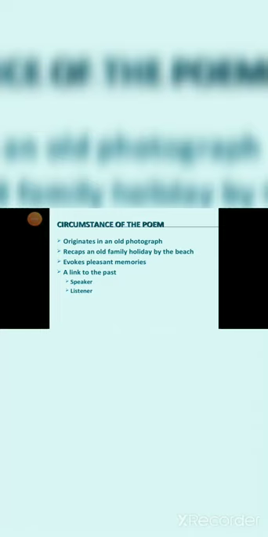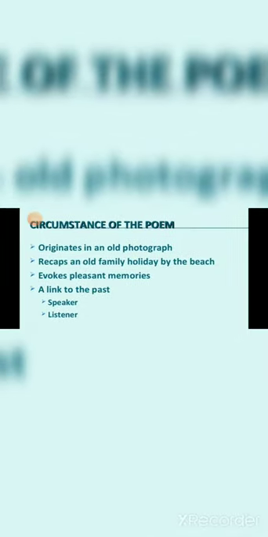Yes. Before I move towards the poem, the circumstance of the poem we need to understand originates in an old photograph. I talked to you about some old photographs hung on the wall. It recaps an old family holiday by the beach. It evokes pleasant memories. Always we feel pleasant when we recap or refresh our memory. It is a link to the past, for the speaker as well as the listener.